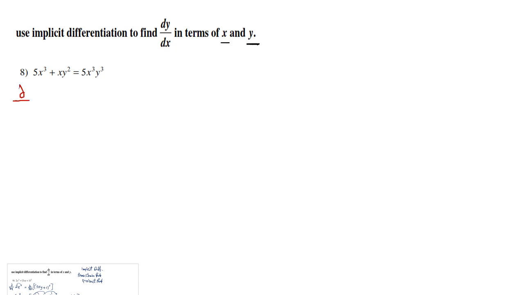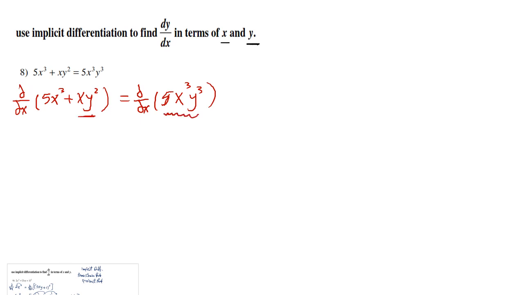I will find d by dx for the left hand side, 5x to the power 3 plus xy squared, and d by dx for the right hand side, 5x to the power 3 y power 3. Notice that I have a product rule on the right and a product rule here on the left. Don't forget that the derivative of the product u times v is the derivative of the first multiplied by the second plus the derivative of the second multiplied by the first.